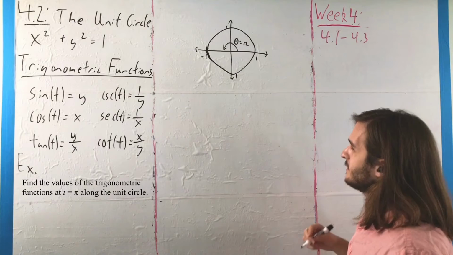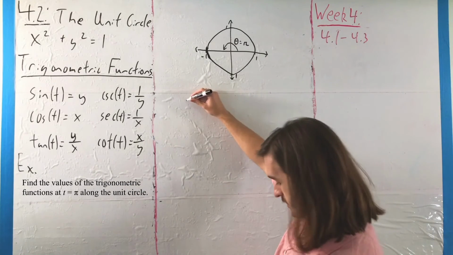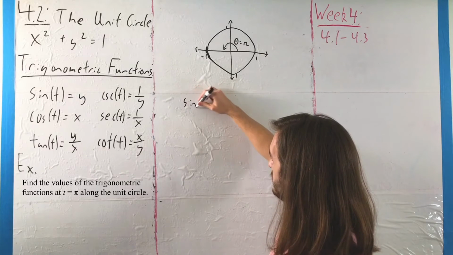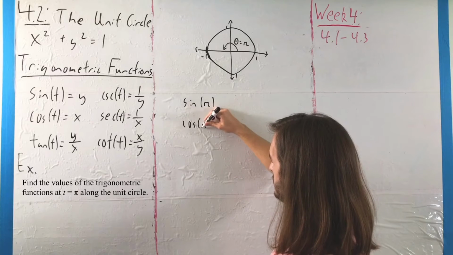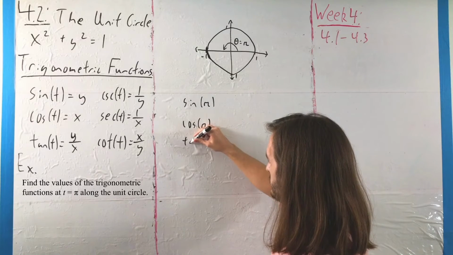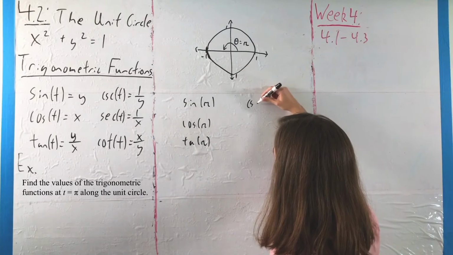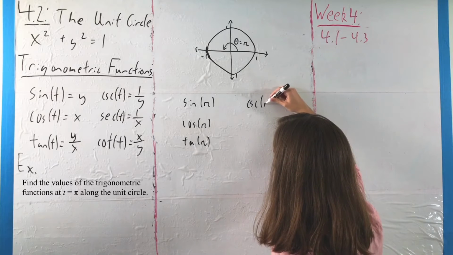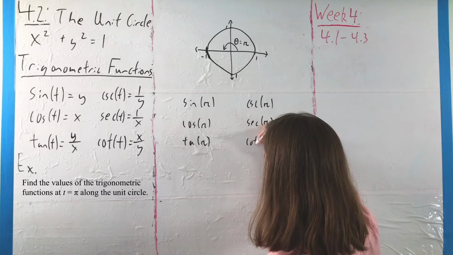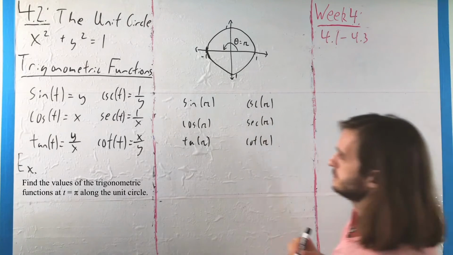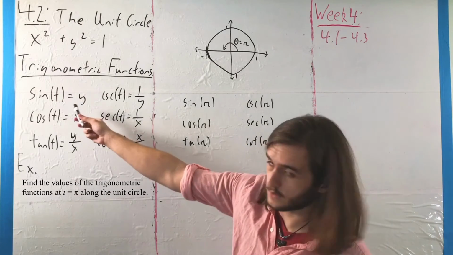Anyway, if we want to identify our functions here, it's just a matter of remembering what they identify. So I'm just going to draw them all out right now. Sine, cosine, tangent, along with cosecant, secant, and cotangent, where sine is the vertical component.